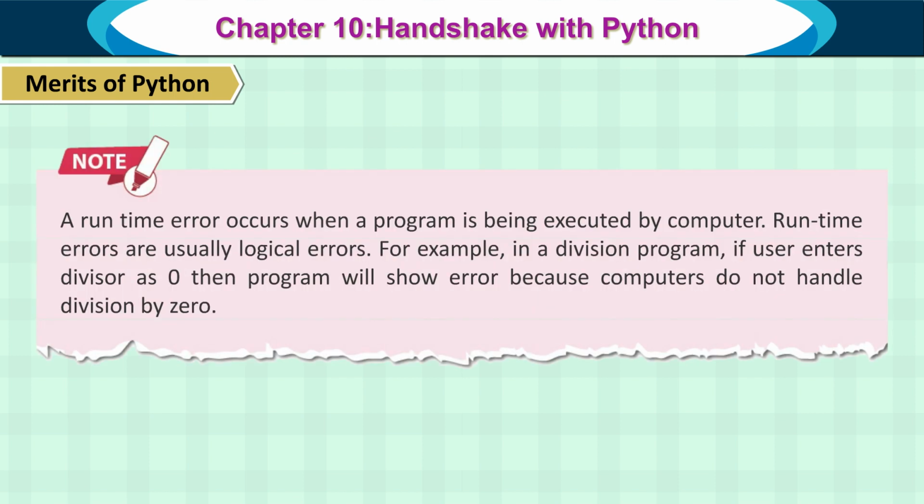Note: a runtime error occurs when a program is being executed by the computer. Runtime errors are usually logical errors. For example, in a division program, if the user enters the divisor as 0, then the program will show an error because computers do not handle division by 0.